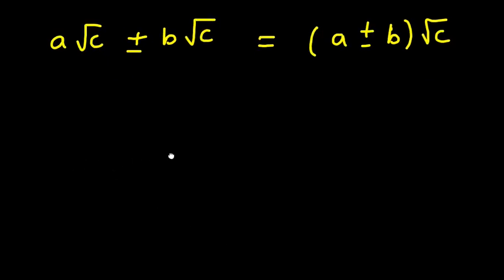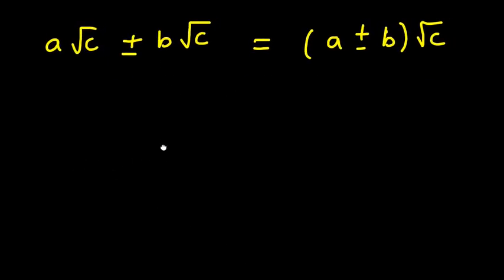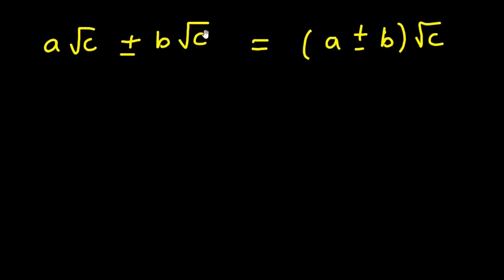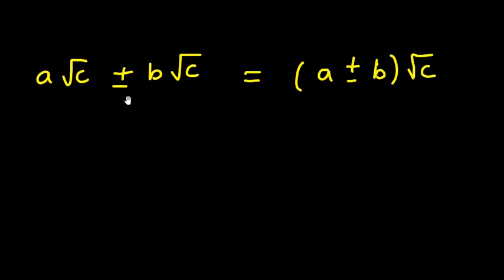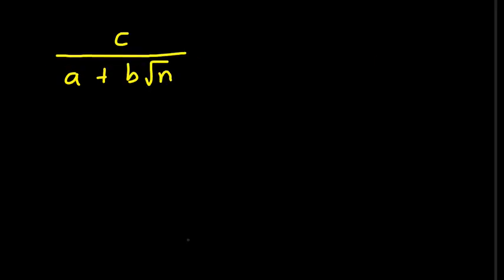This is just factorizing. Root c is the common factor between these two terms. So you simply have to factorize. You take the common term between the two, which is root c, and then everything else must fall within the brackets. If you expand these brackets, it's a root c plus or minus b root c, which is the same as on the left side of the equation.